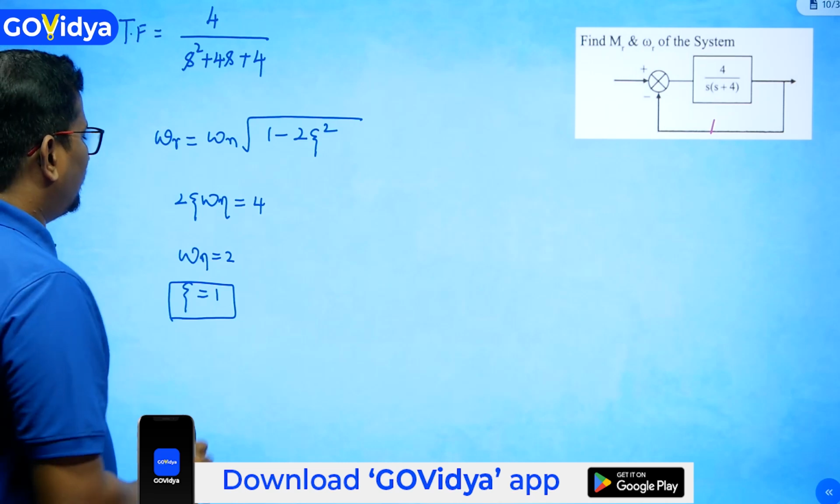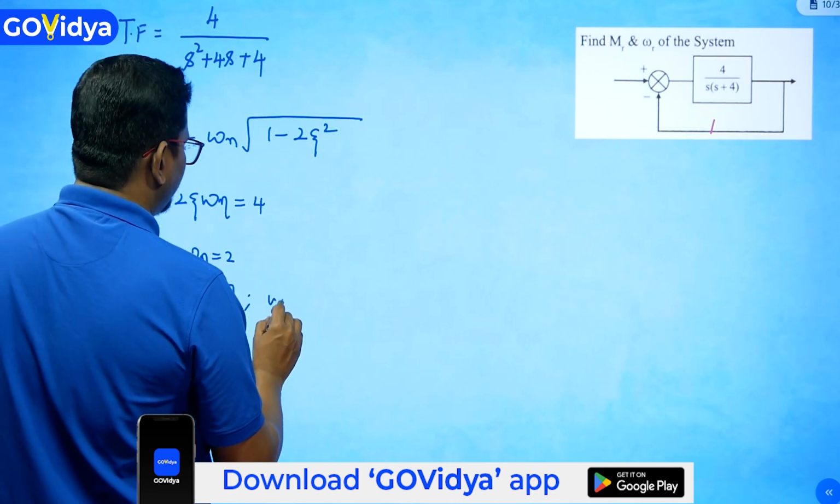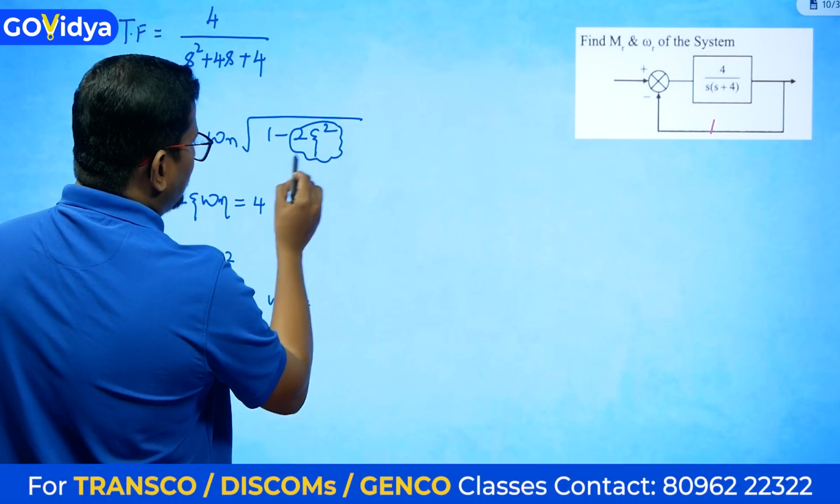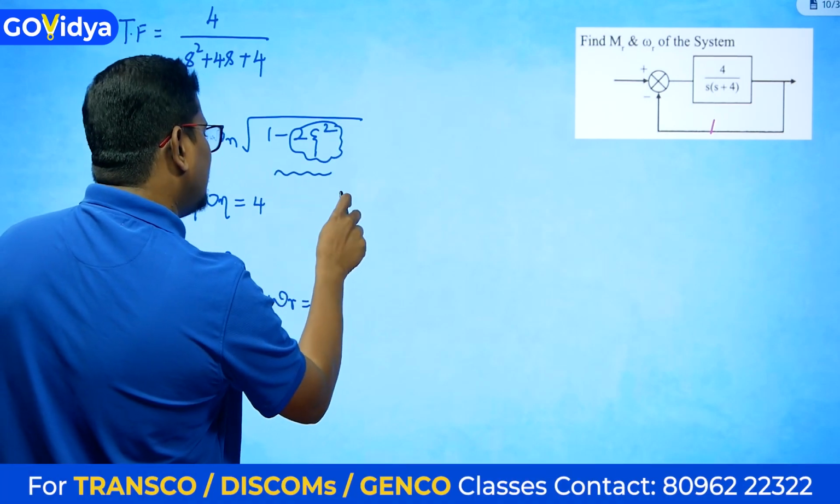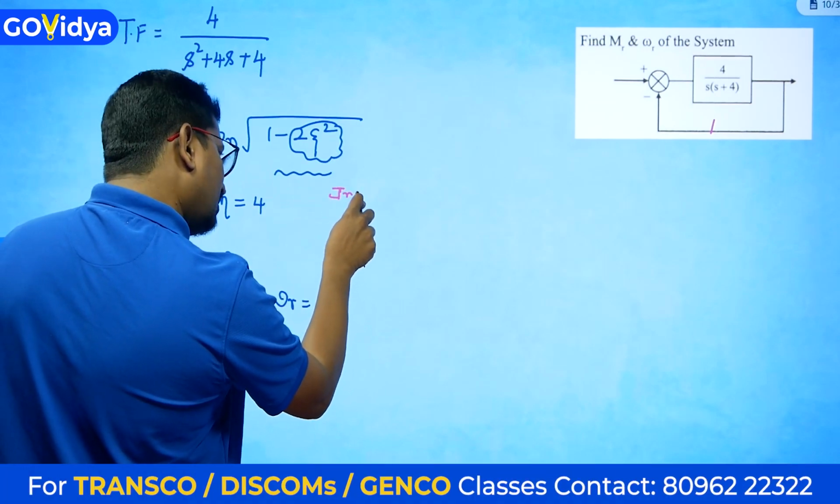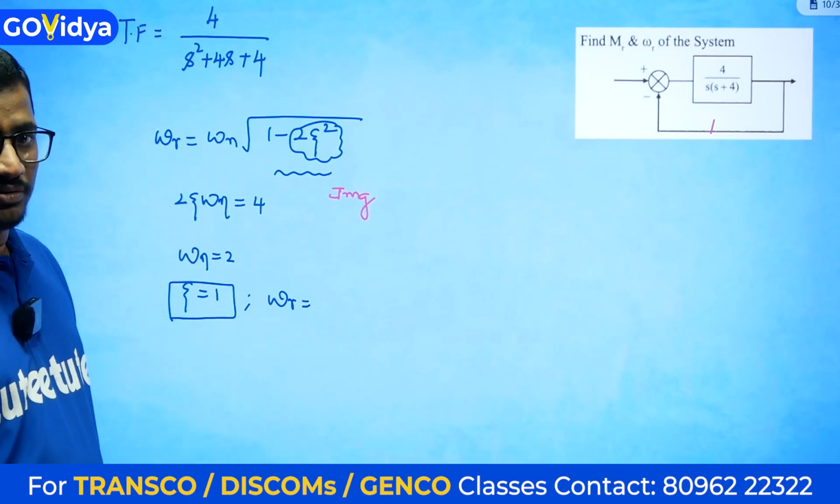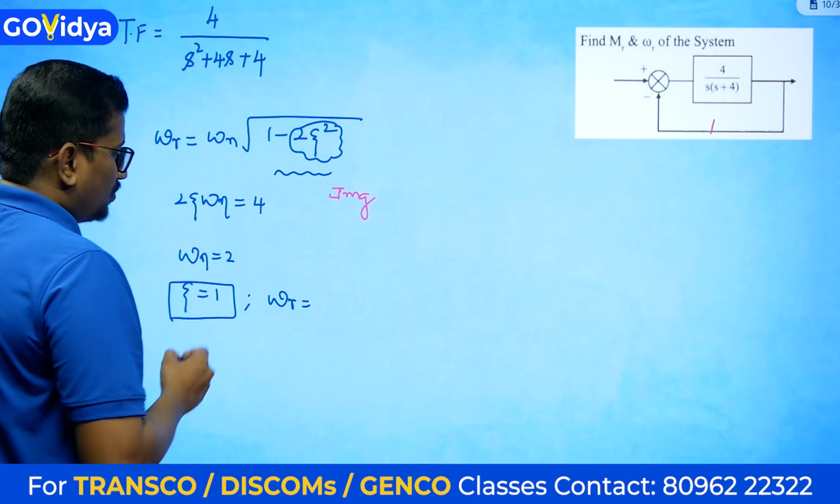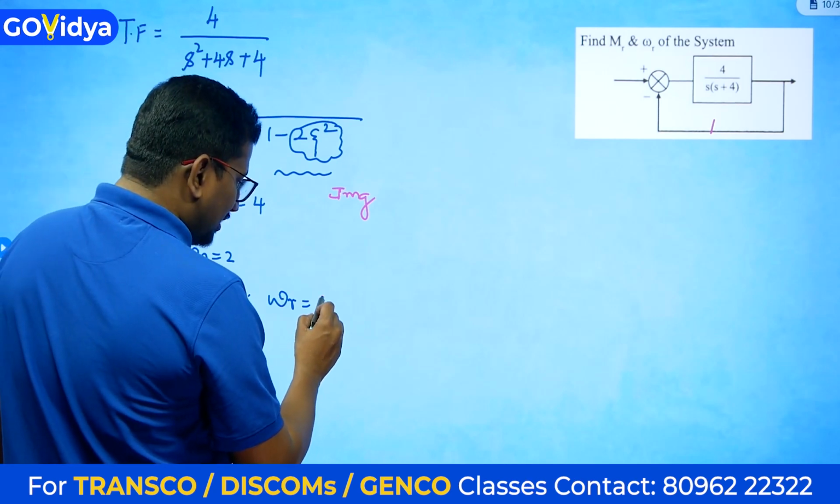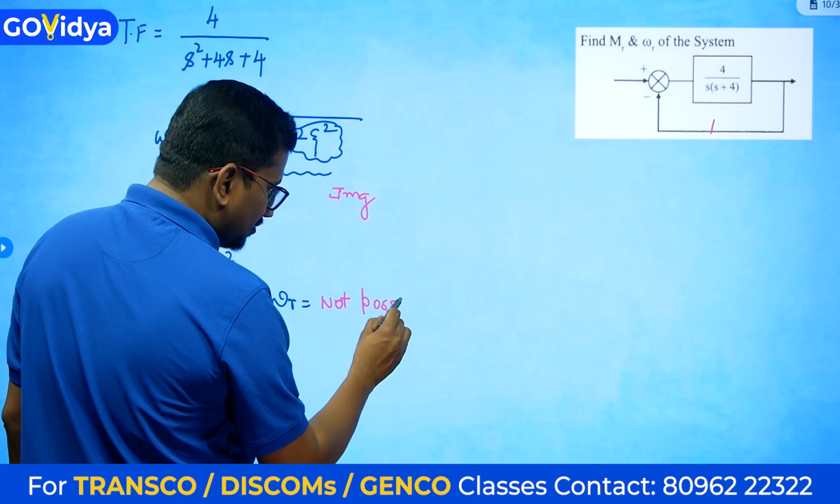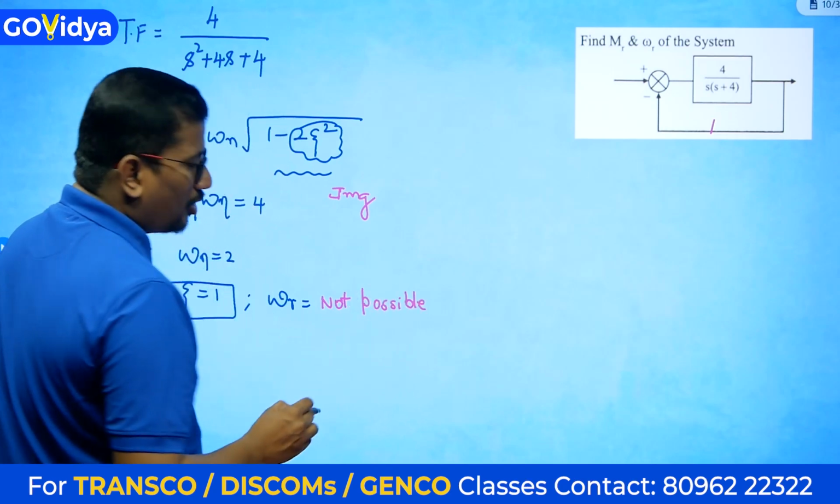When you got ζ = 1, what is ωr? The entire bracket value is imaginary. Is it possible to calculate the resonant frequency in the imaginary condition? No, it's not possible. So therefore from this I can say ωr is not possible, that means infinite, not possible or cannot be determined.